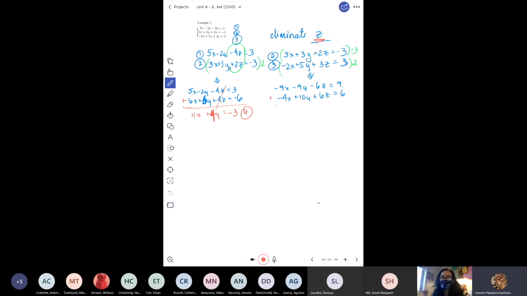All right, now I'm going to add them together. And what do I get? -13x plus y, z's are gone, equals 15. That's my equation 5. So I have a new system consisting of equation 4 and 5. What variable do you want to eliminate?